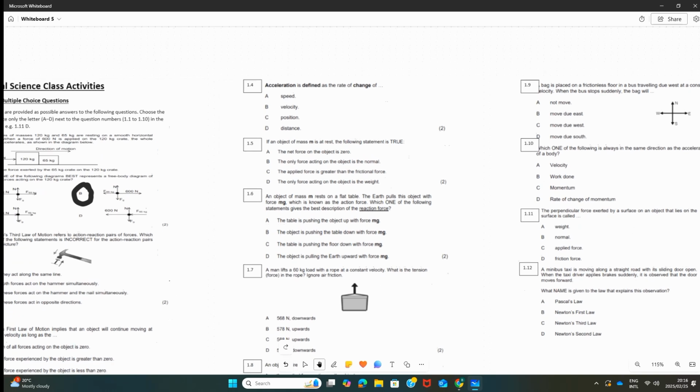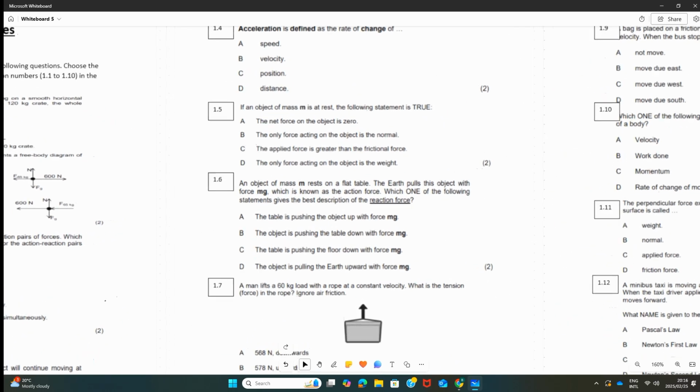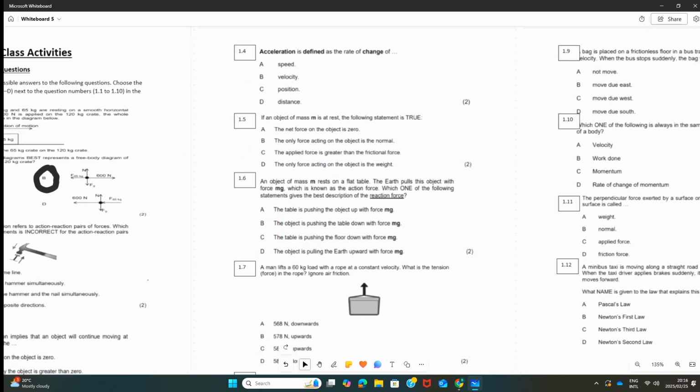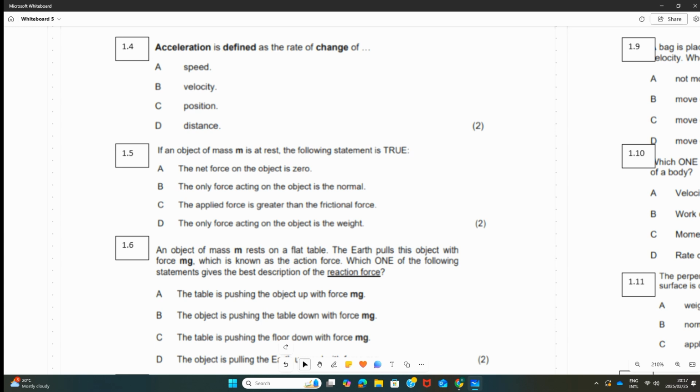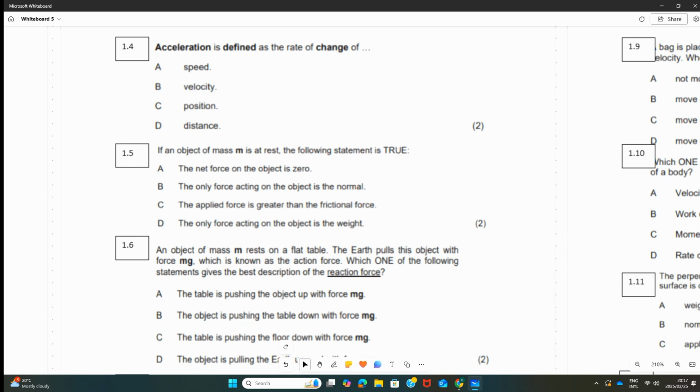Let us proceed to our question 1.4. Let us continue with answering question 1.4. Acceleration is defined as the rate of change of option A, the speed, option B, the velocity, option C, position, and option D, the distance.